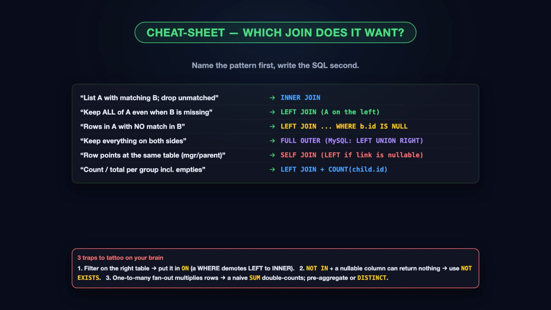And if it says count or total per group including the empty ones, left join and count the child's ID, never count star. 3 traps to tattoo on your brain. 1. A filter on the right table goes in the on clause, or it demotes your left join to an inner join. 2. Not in with a nullable column can return nothing, use not exists or the is null anti-join. 3. A one-to-many join multiplies rows, so a naive sum double counts, pre-aggregate in a subquery, or use distinct to dedup. Name the pattern first, write the SQL second.